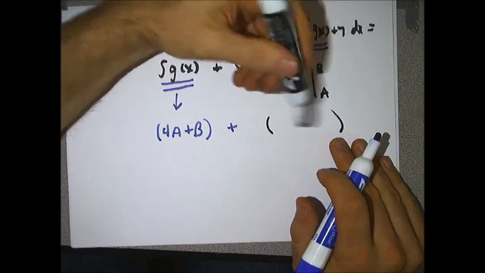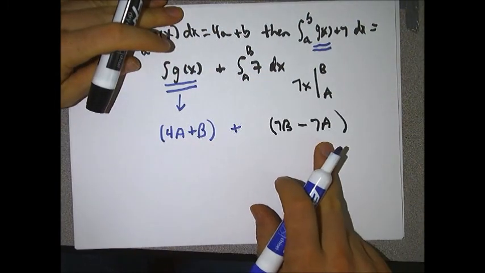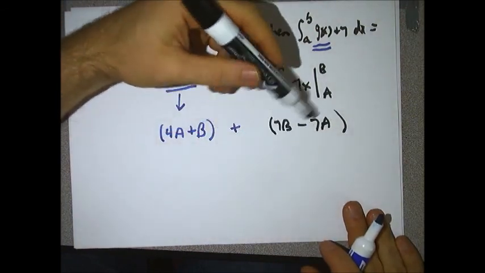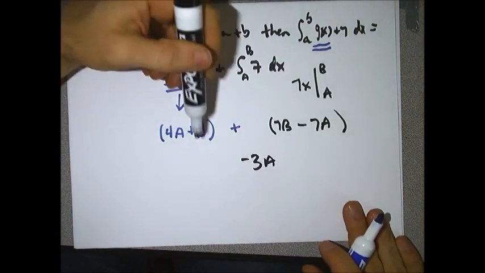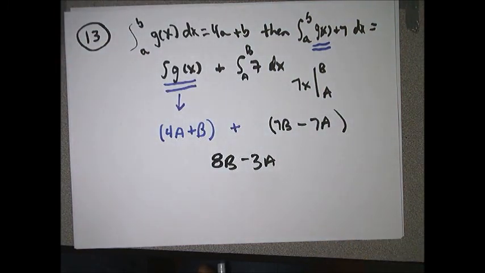So what do we do? Plug in b, so that's 7b minus 7a. Now we combine our like terms. 4a minus 7a is negative 3a, and b and 7b is 8b. So the answer is 8b minus 3a.